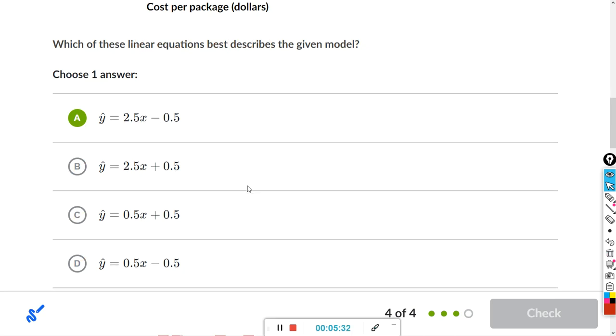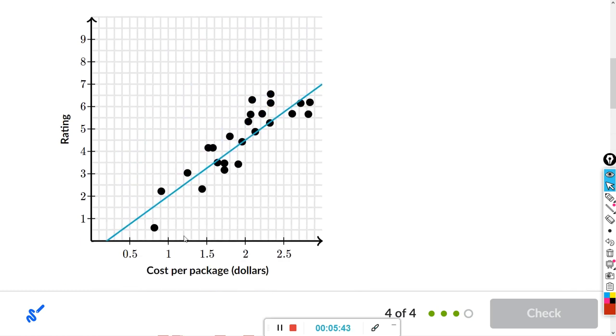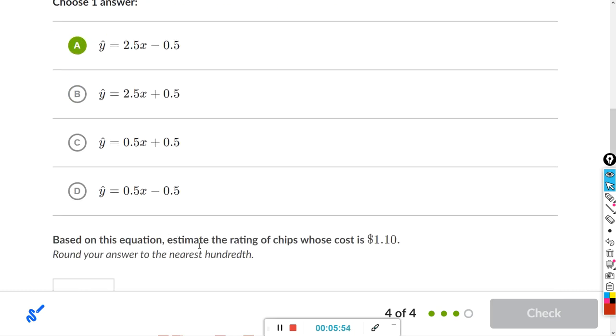Now there's a follow-up question on these. Based on this equation, estimate the rating of chips whose cost is $1.10. We're basically plugging in $1.10 and seeing what we get for the rating, the y-axis. You don't need to look at the graph for the follow-up question. You're just plugging in to the answer you chose, so don't plug it into your estimate. Plug it into the answer that you choose. We're always plugging in for x in order to get a value for y.